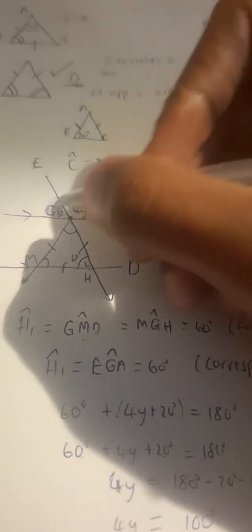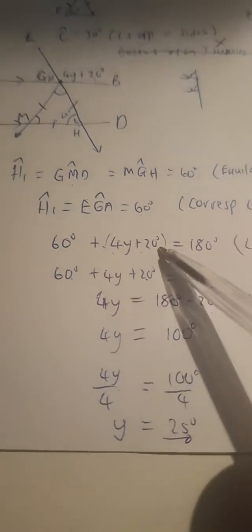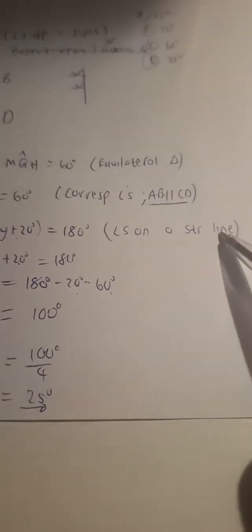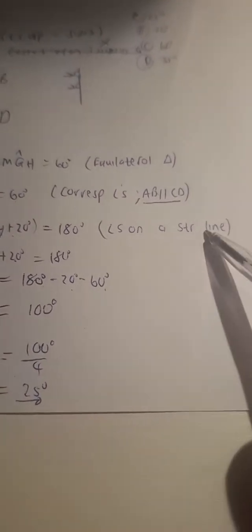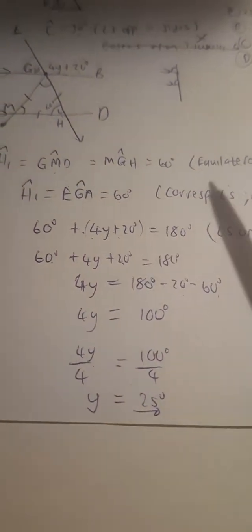My protractor would move from here to here. That's 180. So we say 60 plus 4y plus 20 is 180. Reason: angles on a straight line. This is the acceptable reason from the acceptable reasons document. Now we can solve for y.